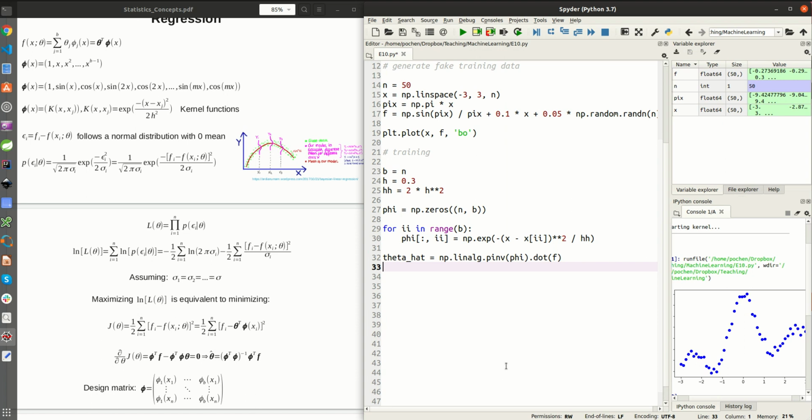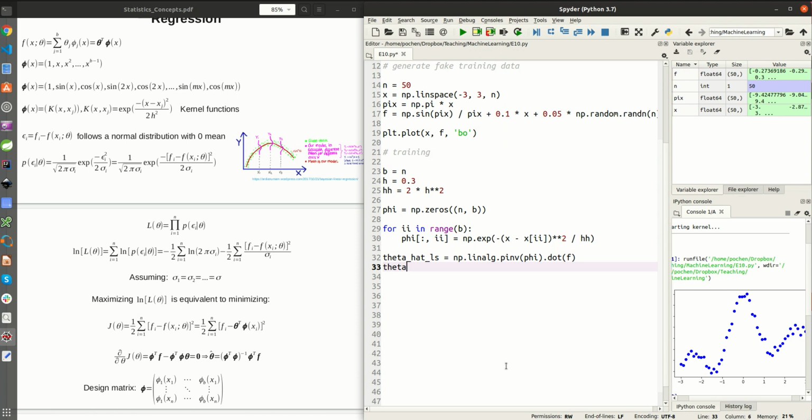Yeah, and that's going to be the least square fit, right? That's going to be the least square fit. Let's just give it the underscore LS, right? That's the least square fit.